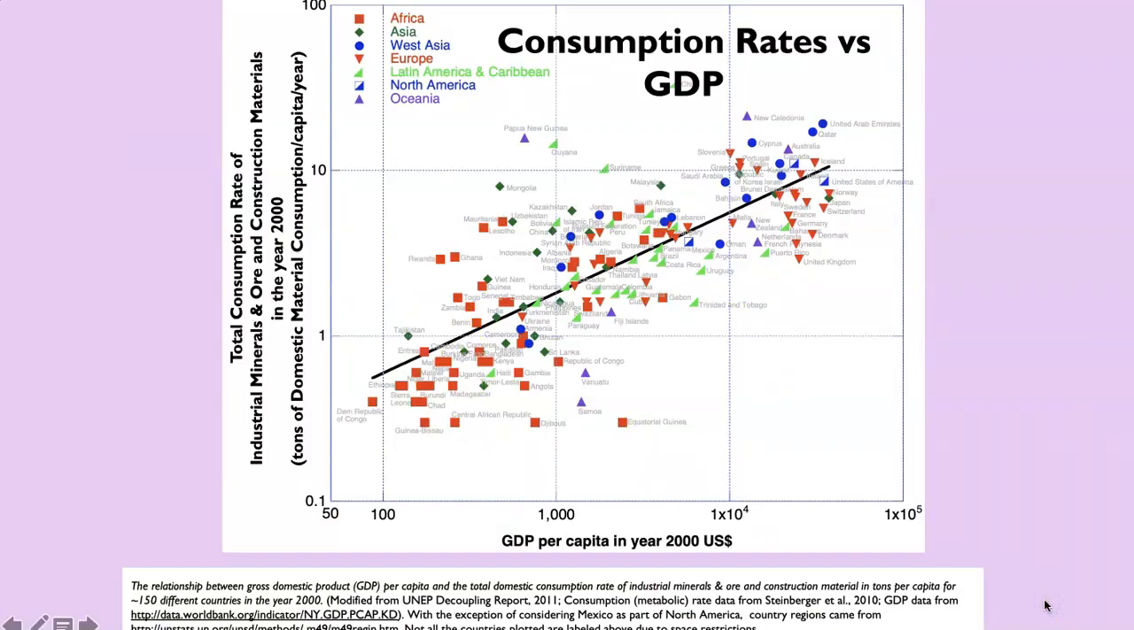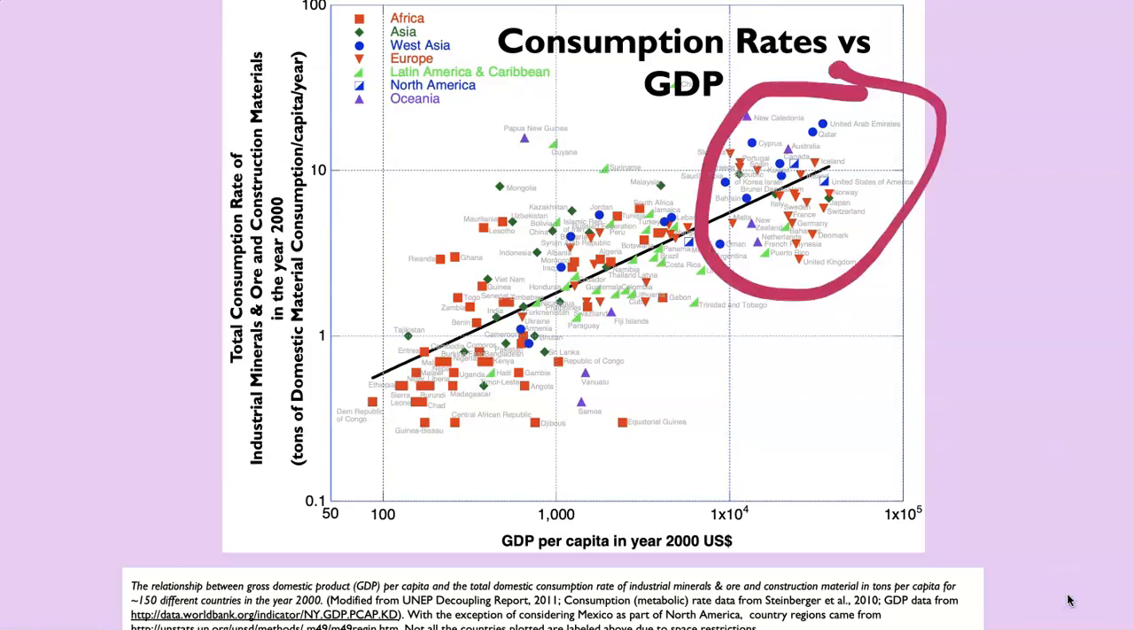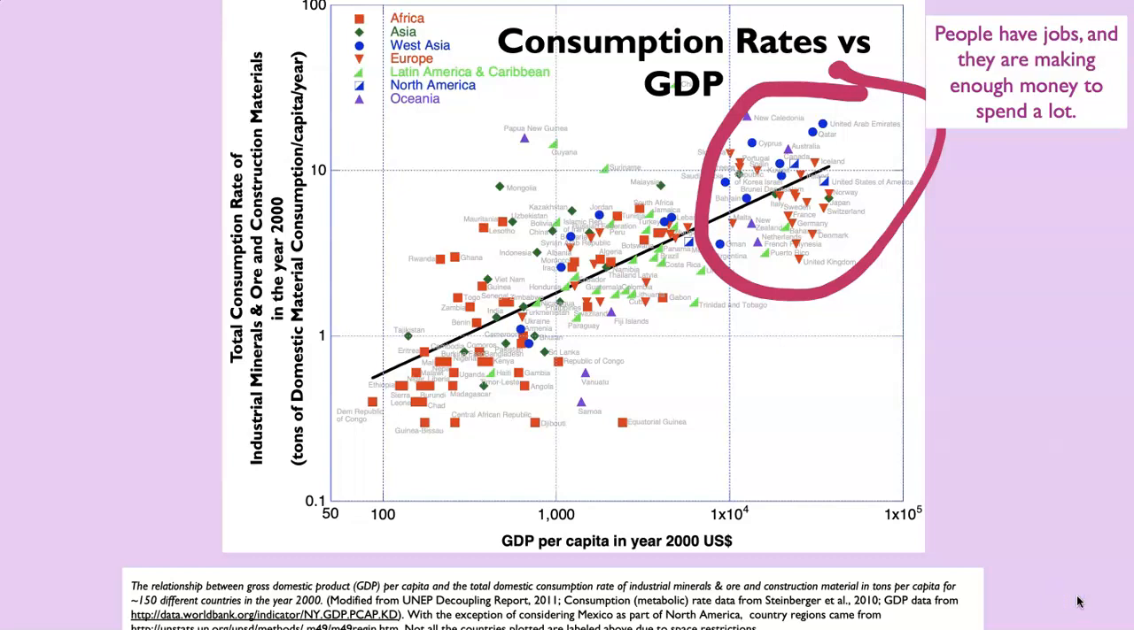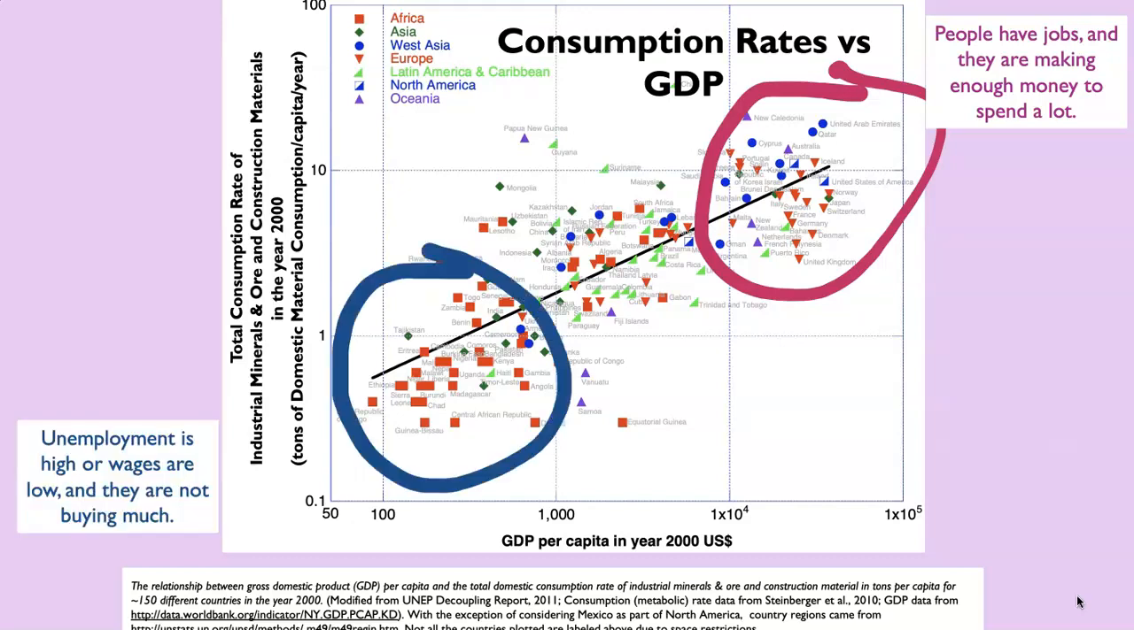So when you take these two things together, as I described in the other video, countries that are located in the upper right part of this diagram include places where people have jobs and they're making enough money to spend a lot, to consume a lot. The lower left part of the graph is places where there's high unemployment or the wages are quite low and people don't have money to buy things. There's a low consumption rate.